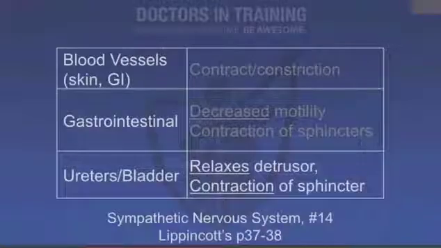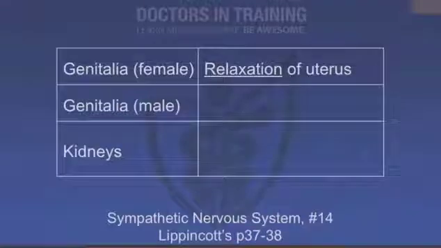In the urinary system, sympathetic stimulation is going to relax the detrusor muscle. That's the muscle that causes the bladder to contract and then so you urinate. And it also causes contraction of the urinary sphincter. So again, you don't need to be urinating when you're fighting a stressful situation. In women, sympathetic stimulation causes relaxation of the uterus. I can't really explain why that is other than maybe you can think about it as when you're fighting stress, you don't need to be going into labor.